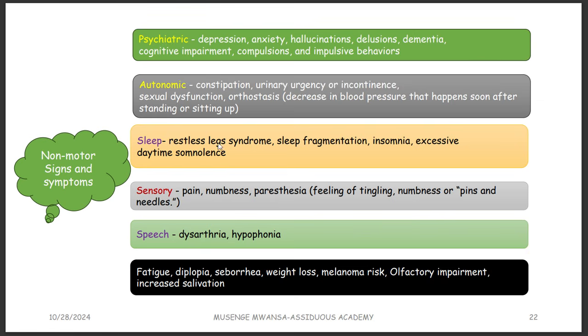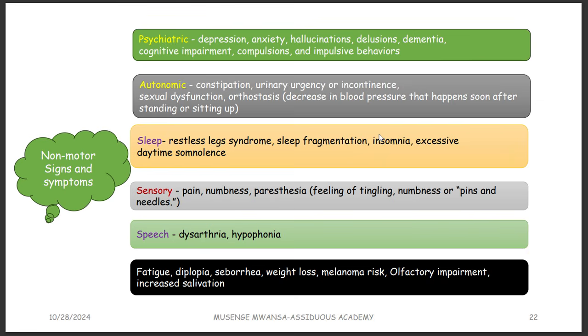And then on sleep there is restless leg syndrome. They find it difficult to sleep because you are not feeling okay. You just want to be moving your legs every time. Your legs can't be still. Sleep fragmentation: you sleep a bit, you wake up, you sleep a bit, you wake up.